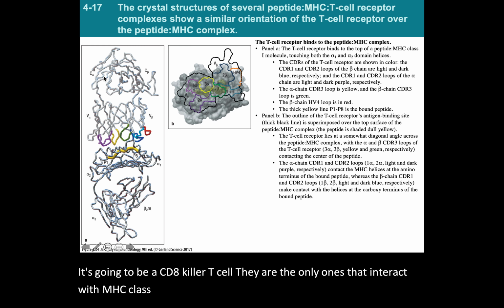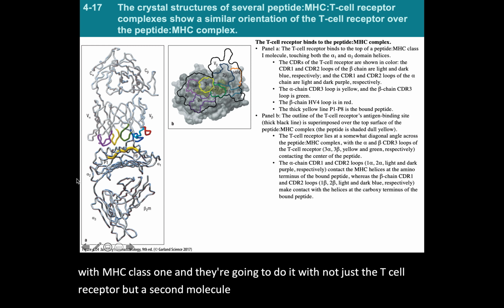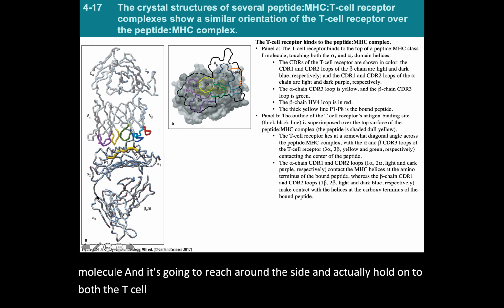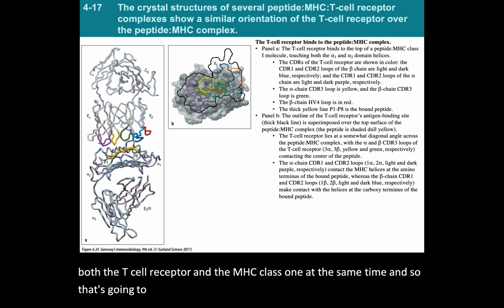And they're going to do it with not just the T cell receptor, but a second molecule that's going to reach around. It's a big, long molecule, and it's going to reach around the side and actually hold on to both the T cell receptor and the MHC class 1 at the same time. And so that's going to make sure that we have good contact there.